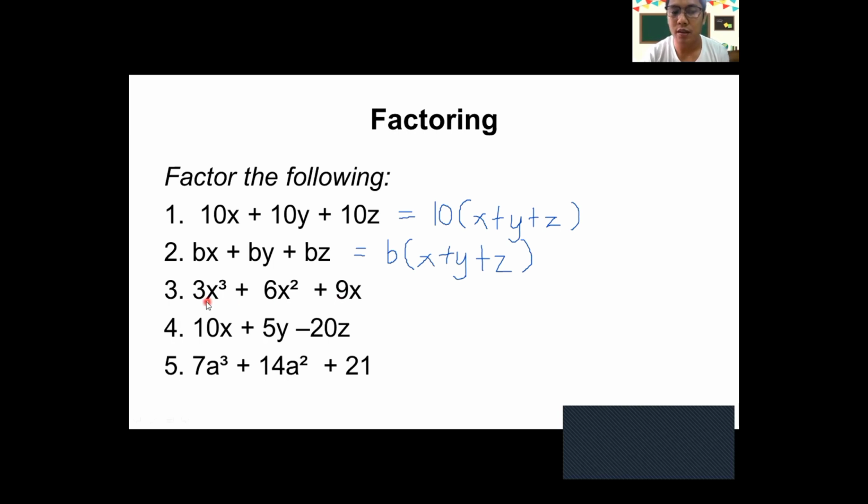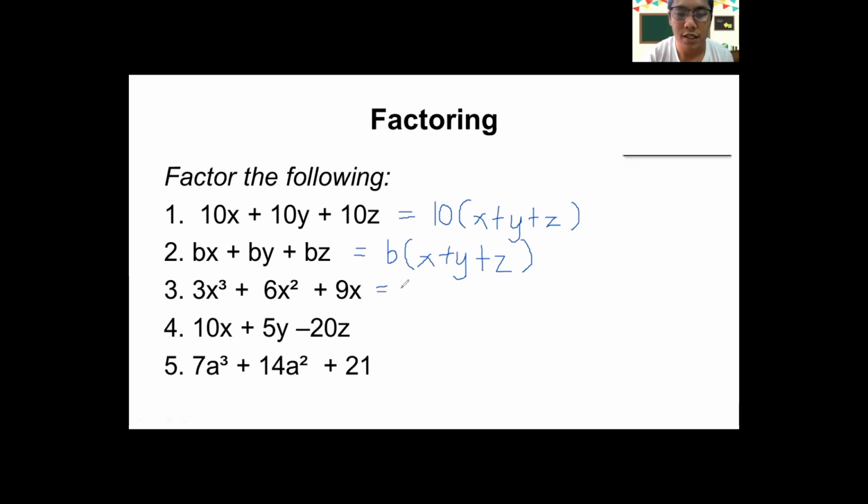And also, we can divide these 3 terms by x. So therefore, the CMF is 3x. Then 3x cubed divided by 3x, that is x squared. 6x squared divided by 3x, that is 2x. Then 9x divided by 3x, that is 3.